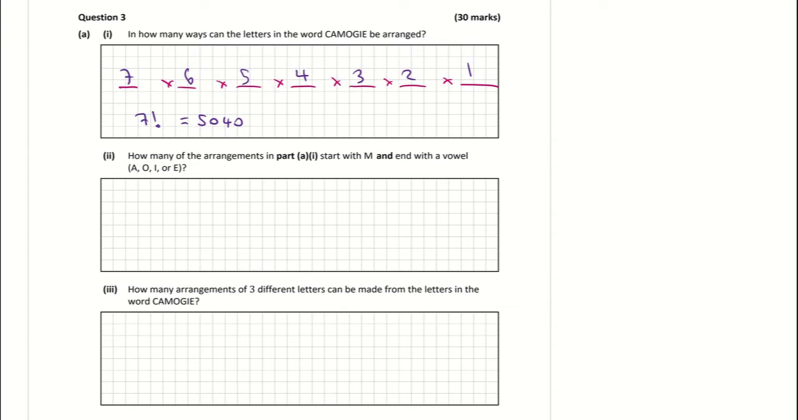Part 2. In how many of the arrangements in part 1 start with M and end in a vowel? So again, I have 7 letters. Multiplication for and. Starts with an M. I only have one M in the word camogie, so I must put a 1 here. It has to be the M. It ends in a vowel. The vowels are A, E, I, and O. So there are 4 vowels, so I can put 4 letters in as the last letter.